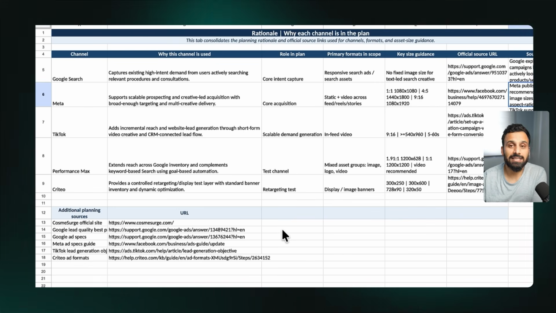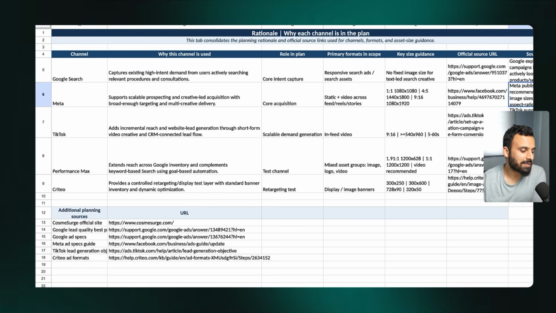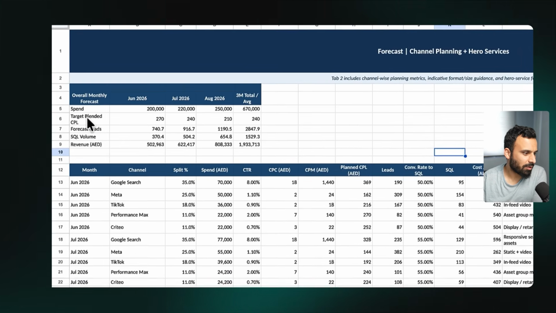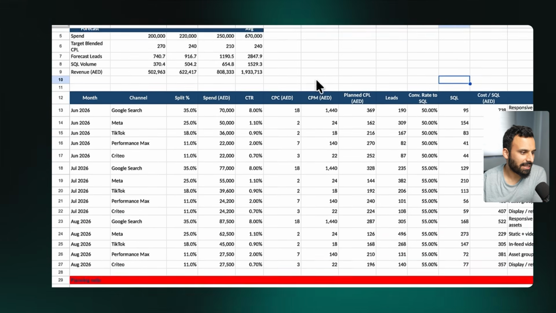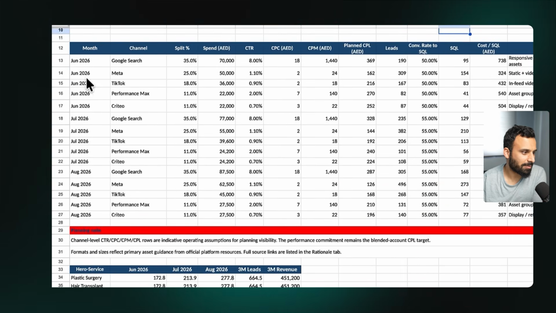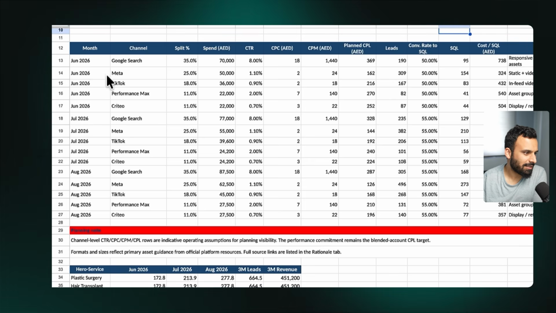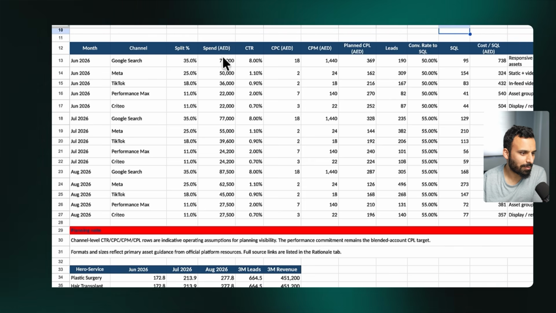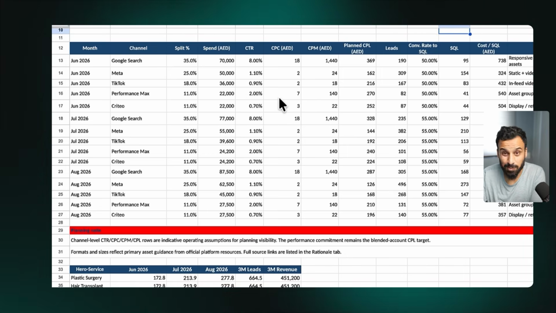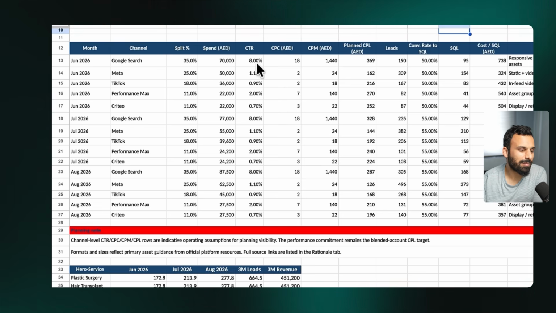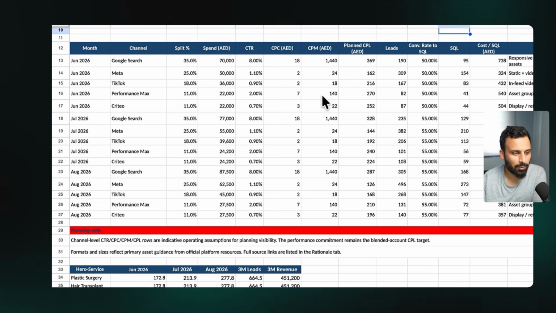But what actually is the heart and core of this media plan is the forecast. Okay, here every month forecast, it's showing targeted blended CPL. It's probably from the summary sheet, but here is where the actual media plan, the heart of the media plan, is. So it has divided for each month, for each channel, what will be the budget split, what will be the spend, what will be the CTR. Search is showing 8%, Meta 1.1%, TikTok 0.9%, Performance Max 2%, Criteo 0.7%. I would say these are very accurate numbers. Like accurate as a benchmark, this is what I expect. Google search may be a bit higher, maybe 15%, 11%, 12%.